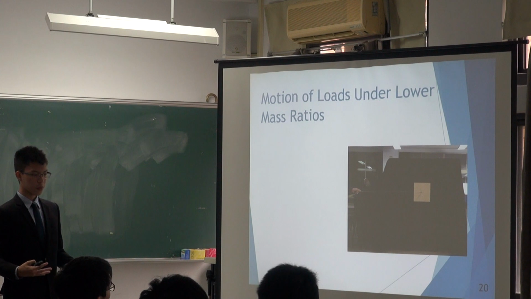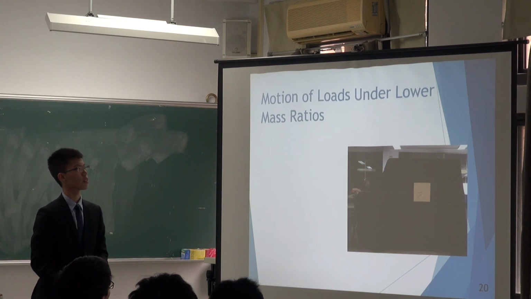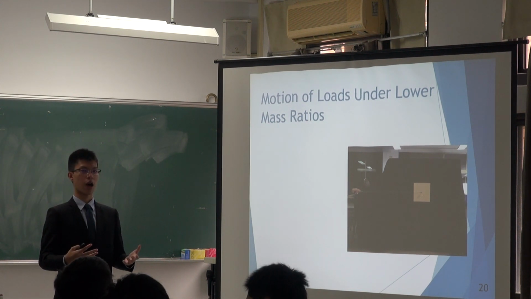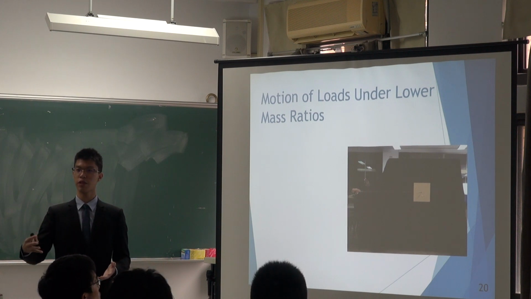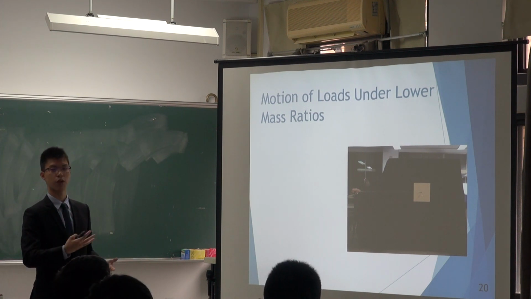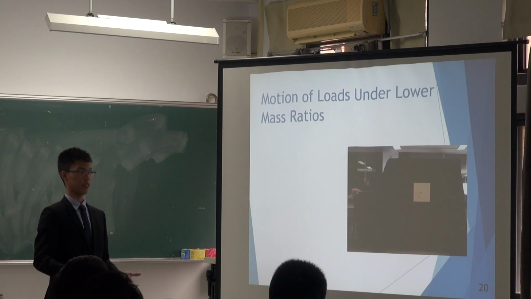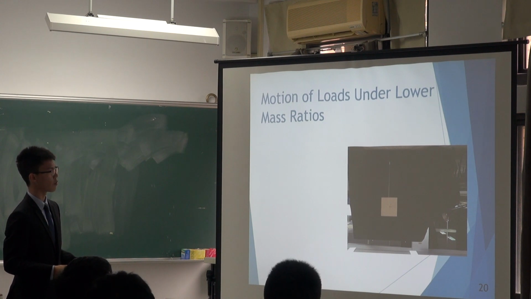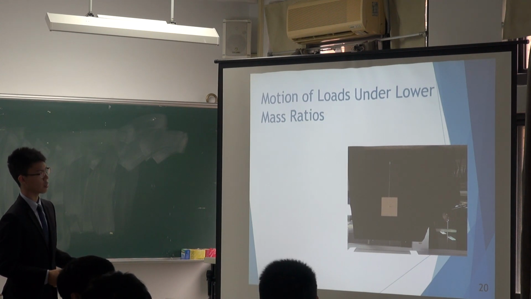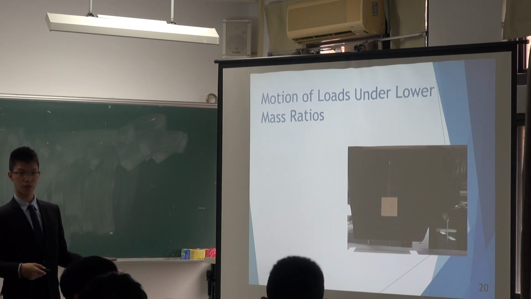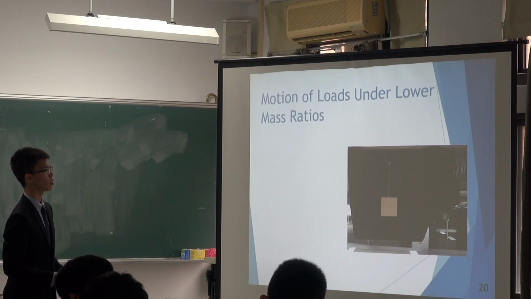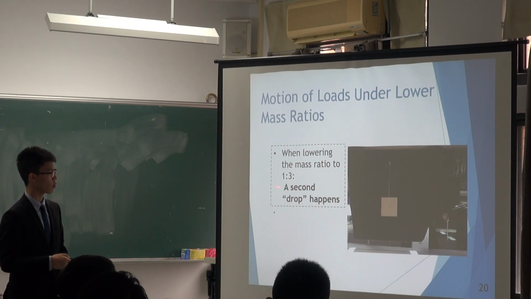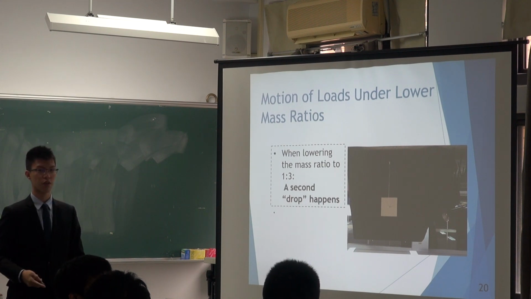So let's begin another part that we discussed: the motion of the load under a lower mass ratio. The lowest so far is 1 to 7, and what would happen if we went to 1 to 4, 1 to 3, or lower? As you can see here is another video, in which there's actually a second drop. It's because when we lower the mass ratio to 1 to 3 in this experiment, we can actually observe a second drop.